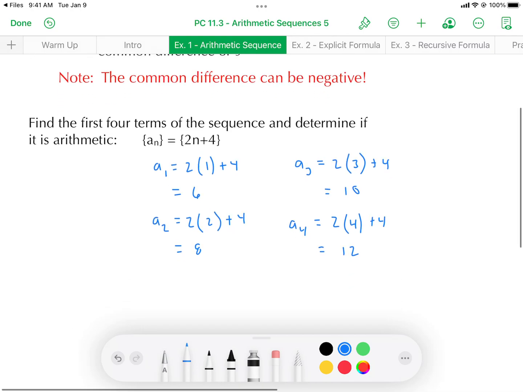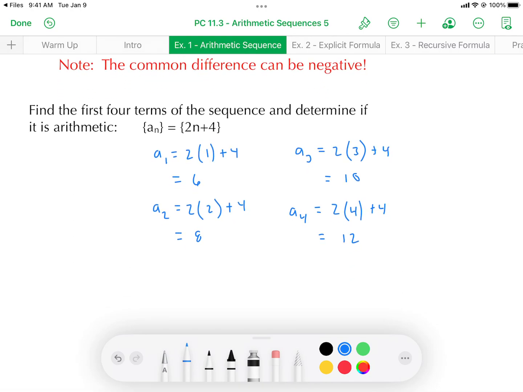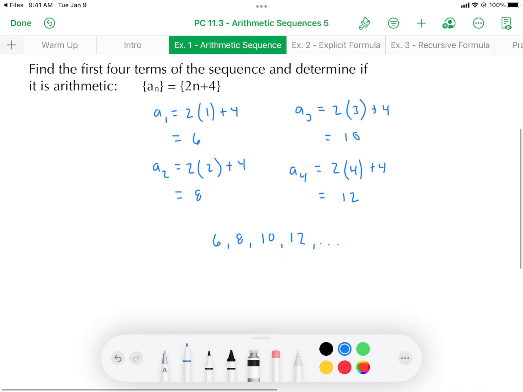All right, so we are getting a 6 followed by an 8, followed by a 10, followed by a 12. Does this appear to be arithmetic? Absolutely. Yes, arithmetic. And what is our common difference? So we'll say d equals 2.